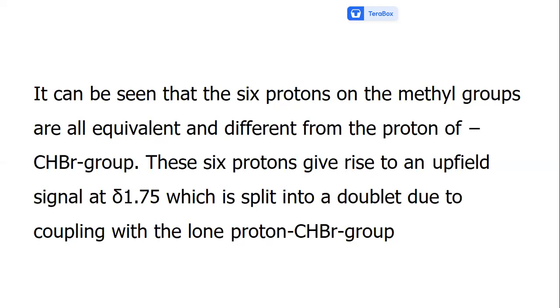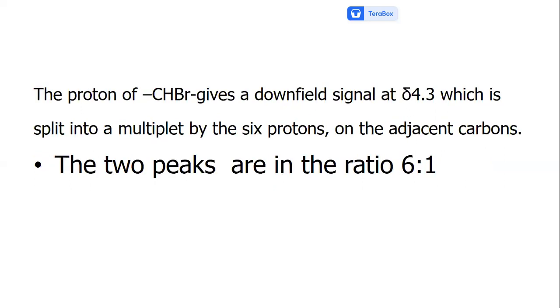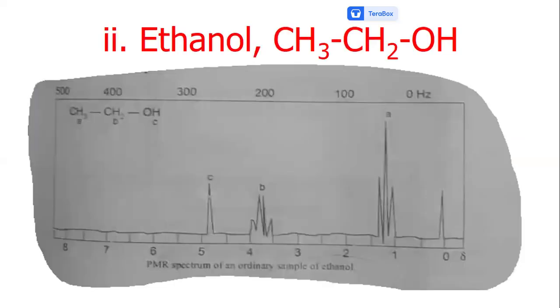These 6 protons give rise to an upfield signal at delta 1.75, which is split into a doublet due to coupling with the lone proton of the CHBr group. The proton of CHBr gives a downfield signal at delta 4.3, which is split into a multiplet by the 6 protons on the adjacent carbons. The 2 peaks are in the ratio 6:1.